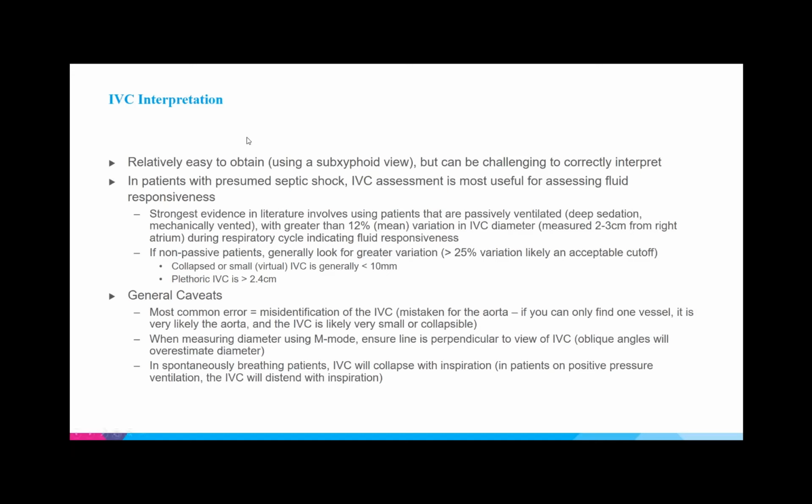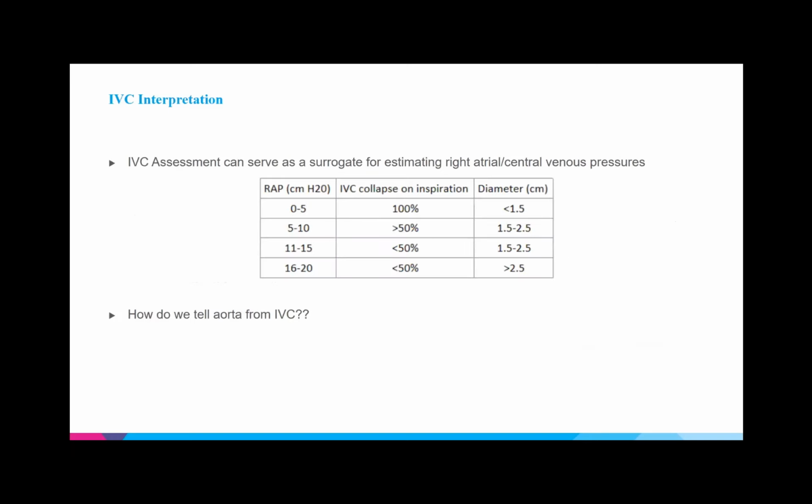And keep in mind, in spontaneously breathing patients, the IVC should collapse with inspiration. I'm sure if we all did IVC ultrasounds on all of us right now, especially some of us who are more dehydrated than others, our IVC will definitely collapse. But in patients on positive pressure ventilation, this is reversed. IVC will actually distend with inspiration. It has to do with the changes in intrathoracic pressure.